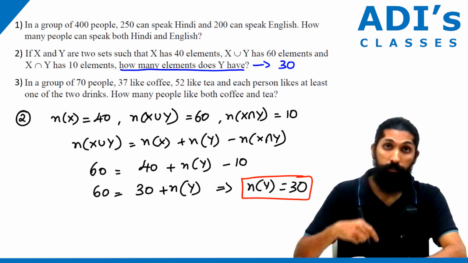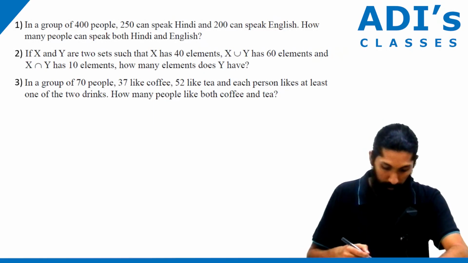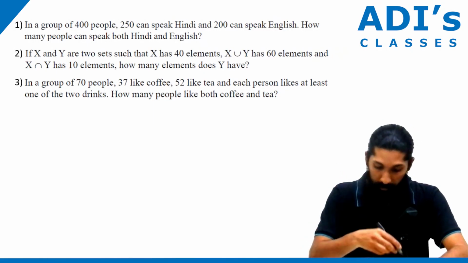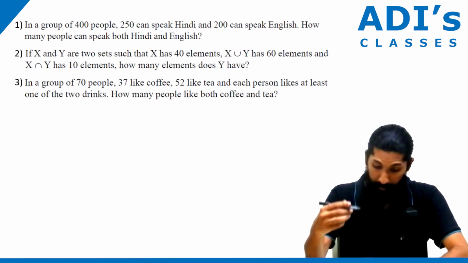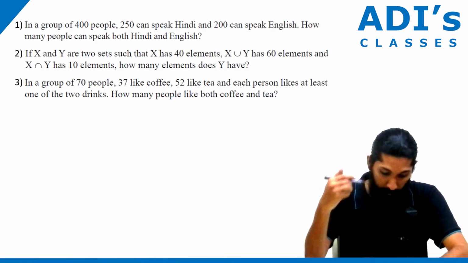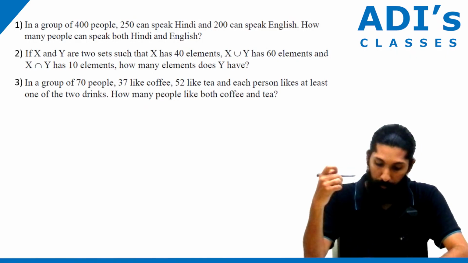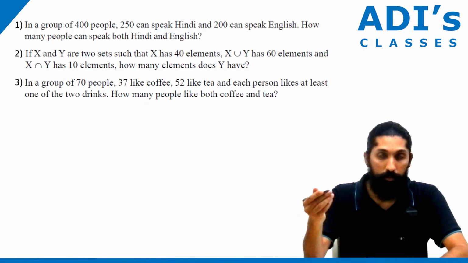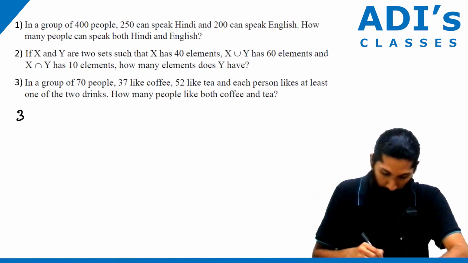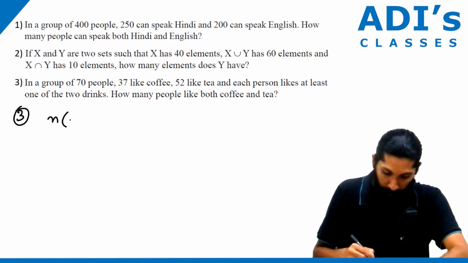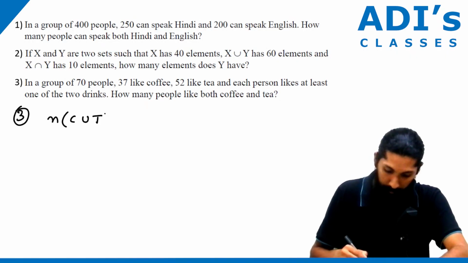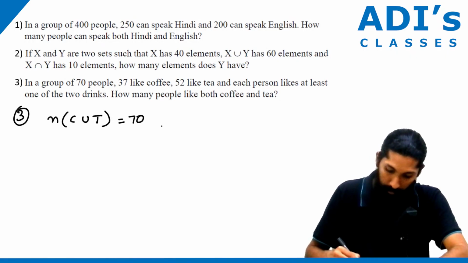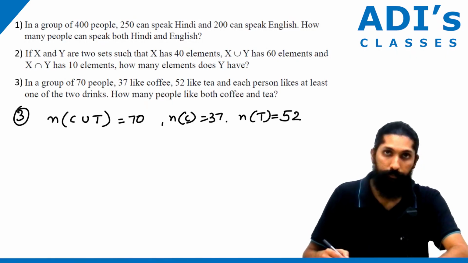Now let's do the last one, the third problem now. See the third one. In a group of 70, 37 like coffee, 52 like tea. Each person likes at least one of the two drinks. How many people like both? Again, the same formula. Correct? So the third one. So n of coffee union tea is 70. Then n of coffee is equal to 37. Then n of tea is equal to 52. They're asking you both intersection.